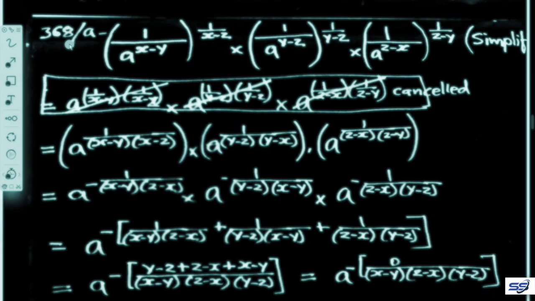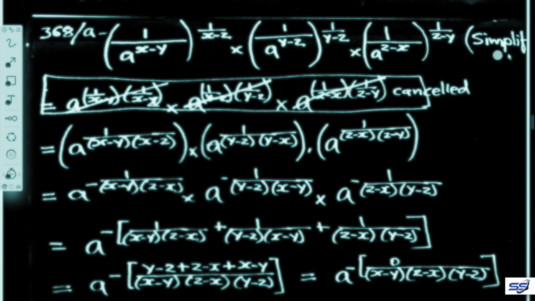See here, 368 upon A. This is a problem of the indices chapter given to us to simplify. See here, given us 1 upon a to the power x minus y whole to the power 1 upon x minus z into 1 upon a to the power y minus z whole to the power 1 upon y minus z into 1 upon a to the power z minus x whole power 1 upon z minus y.